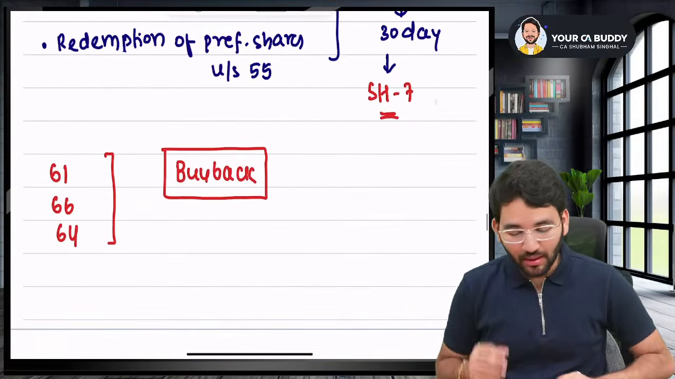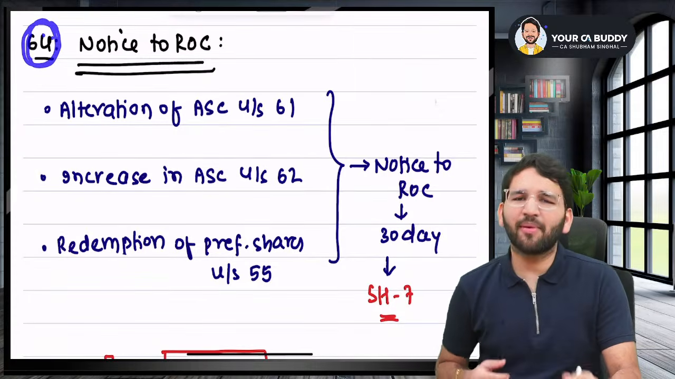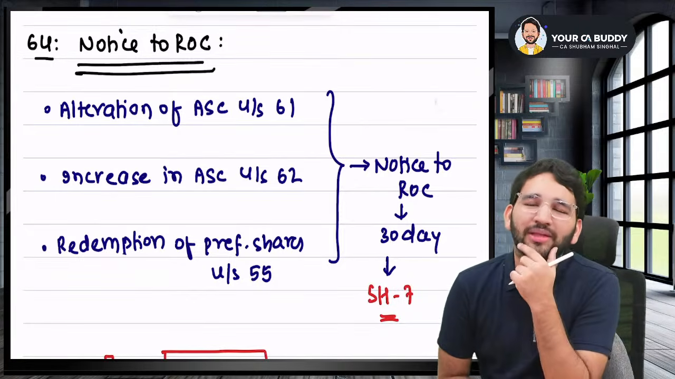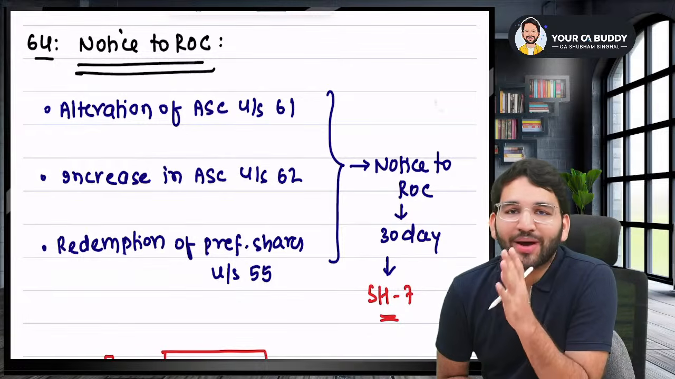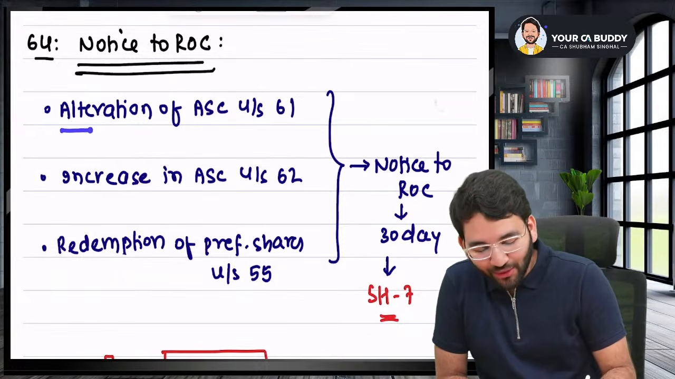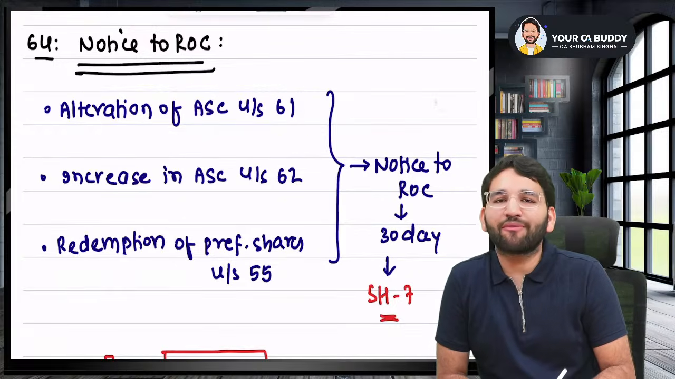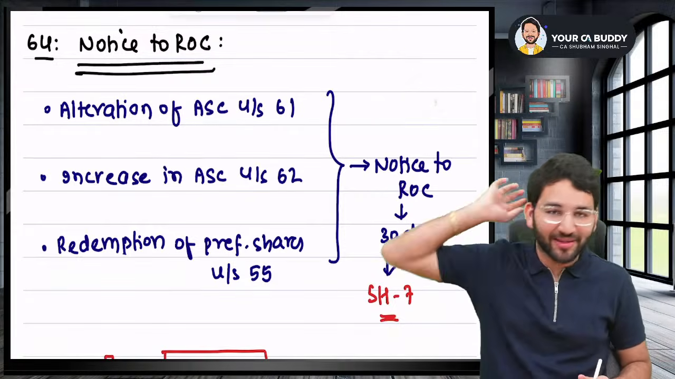Guys, now, after that, section number 64. Section number 64 is a very simple section, sir. It says, it's been so long that you have not connected with the ROC. You should send a notice to ROC. When, sir? In case if there is an alteration of authorized share capital under section 61. Sir, do you have to remember the section number 100%? Yes, sir. 100% yes, you have to remember the section number.